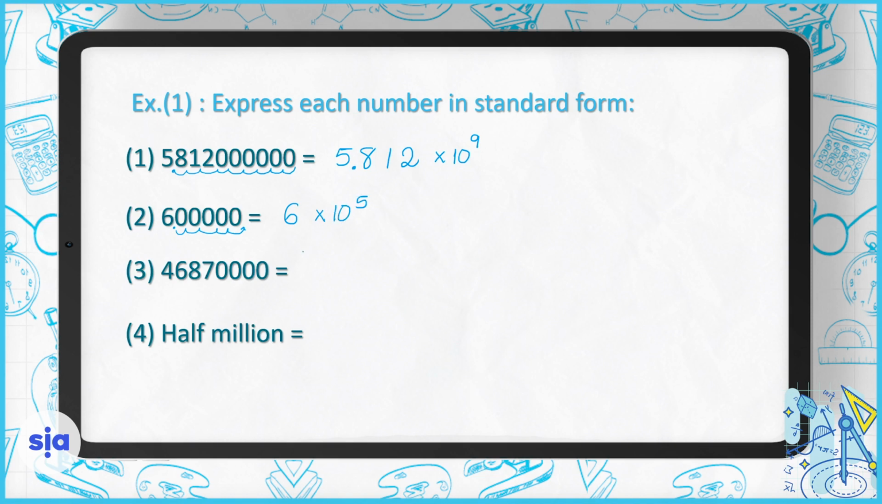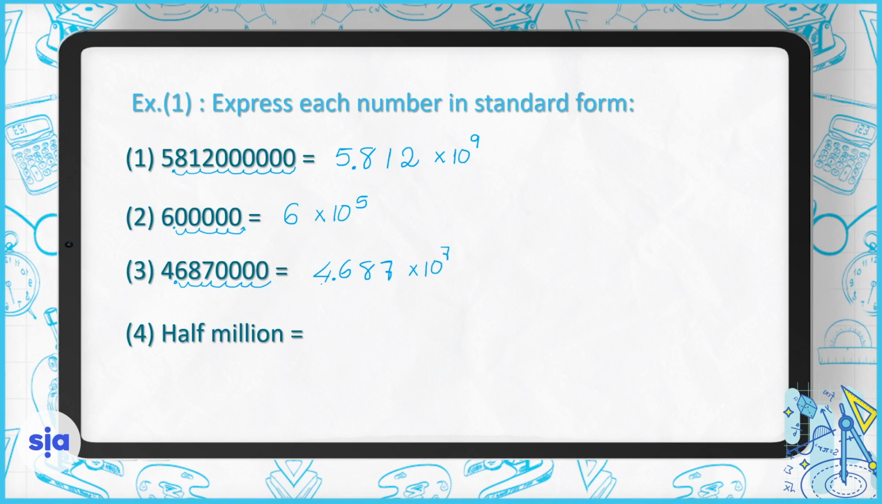Question 3, the same thing. We're going to write the numbers that we have without the zeros. So we put the decimal point after the first number. If you put the decimal point in here, check how many places to the right you are going to move. 1, 2, 3, 4, 5, 6, 7. So it's 10 to the power of 7.